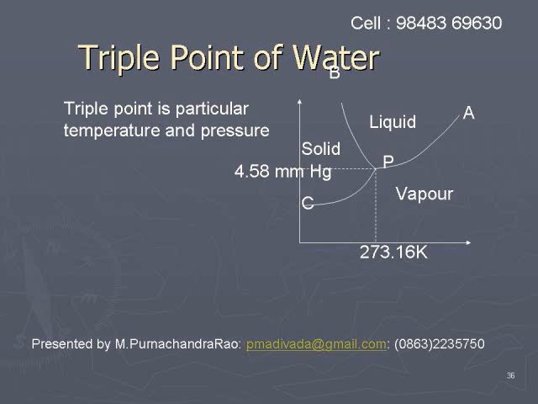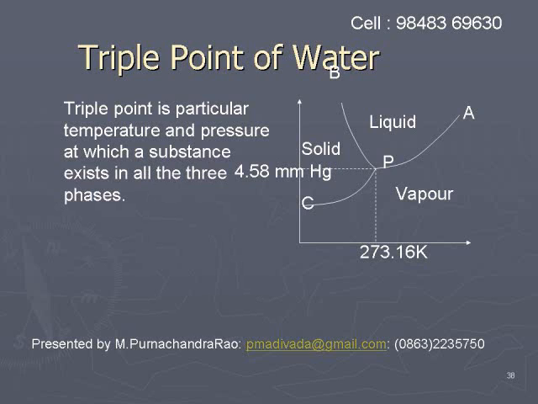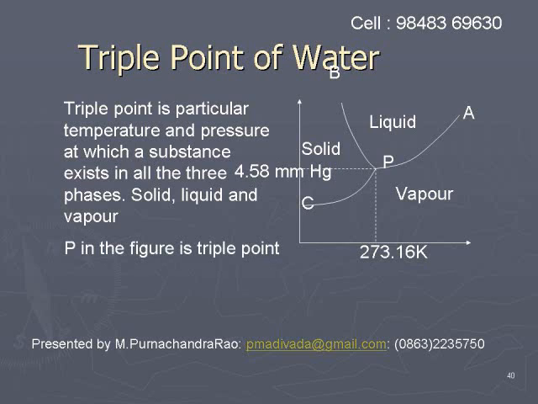Triple point. Triple point is a particular temperature and pressure at which a substance exists in all the three phases, that is solid, liquid and vapor. In the figure, P is the triple point. It is the triple point of water. Its values are 273.16 Kelvin and 4.58 millimeters of mercury.